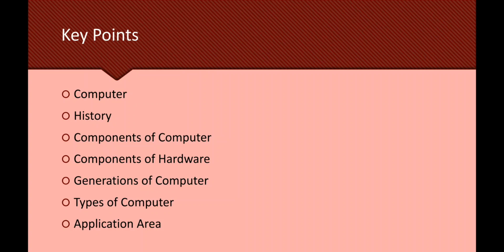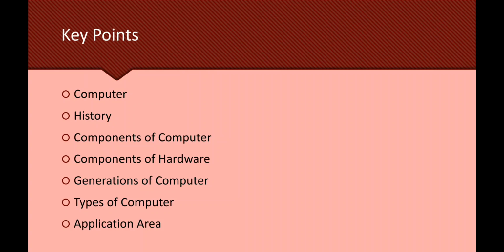The next one is the generations of the computer, means the generation from first generation to the fifth, like first generation computer, second generation computer, how it was the type, how it looked like, and what is the variation from the ancient period till now. So these things will be discussed in the generation of the computer.